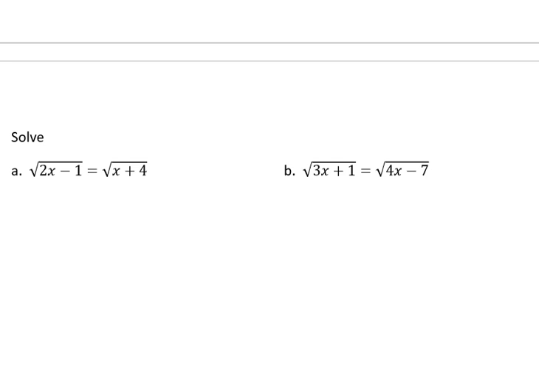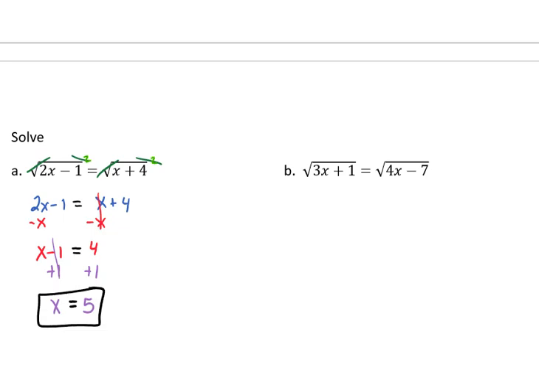So what happens when you have a square root equal to a square root? We're going to work on some of these as well. When we have a square root equal to a square root, the first thing you want to do is square both sides because it eliminates the roots, leaving you with simply 2x minus 1 equals x plus 4. So there, we'll go ahead and subtract that x over, leaving us with x minus 1 equals 4. We'll add the 1 over, giving us a value of x equals 5 as our final solution.